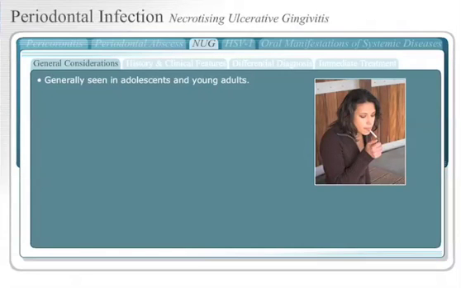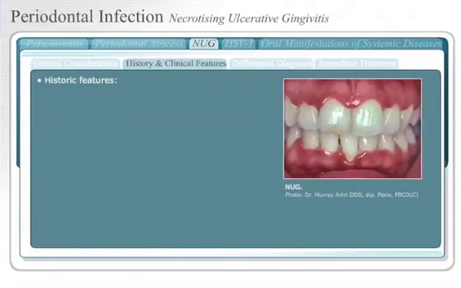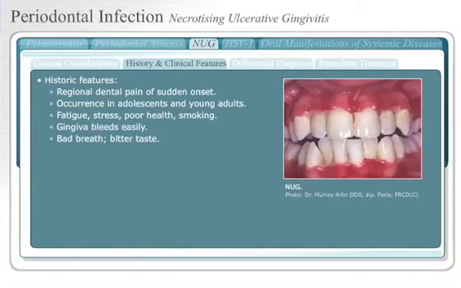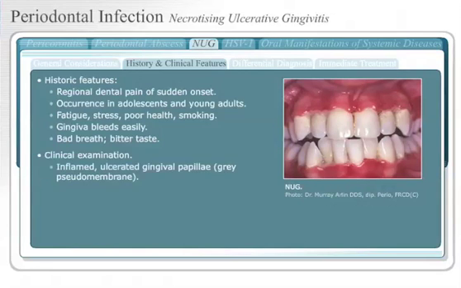Necrotizing ulcerative gingivitis is generally seen in adolescents and young adults, usually associated with poor oral hygiene, stress, smoking, and poor general health. The patient will report regional dental pain of sudden onset. As mentioned, it most likely will be an adolescent or young adult who will also report fatigue and stress. They will often be smokers and may have some chronic illness. They will report bleeding gums and putrid breath. The clinical examination will reveal inflamed, ulcerated gingival papillae that have a gray pseudomembrane.